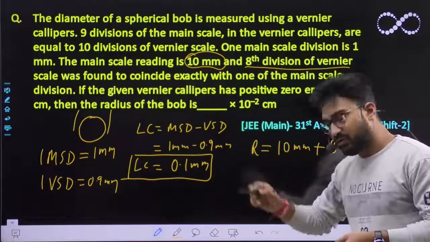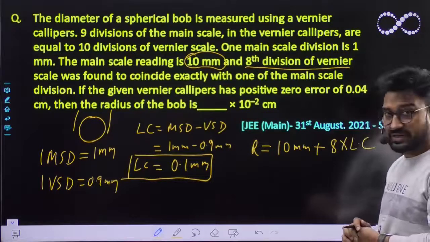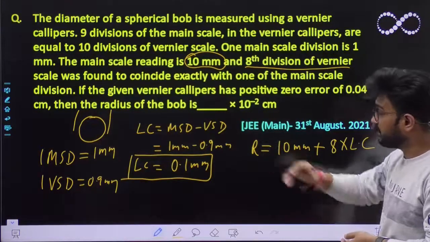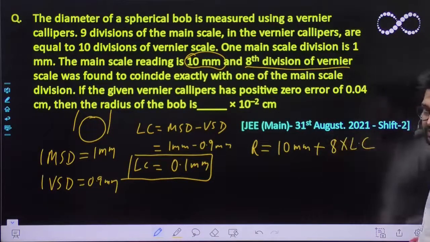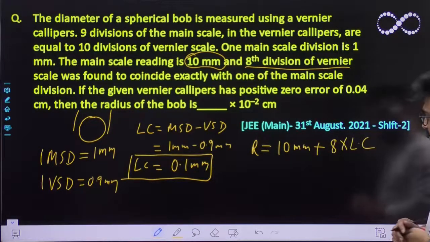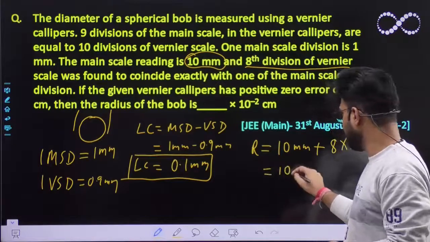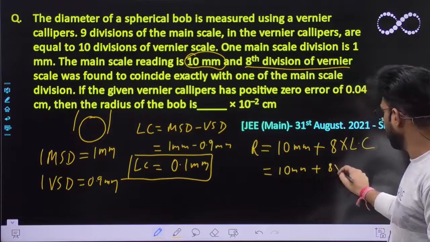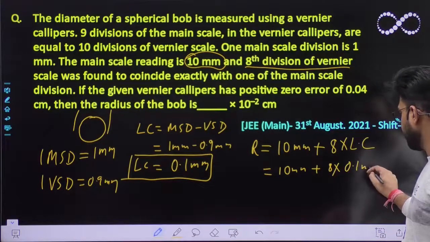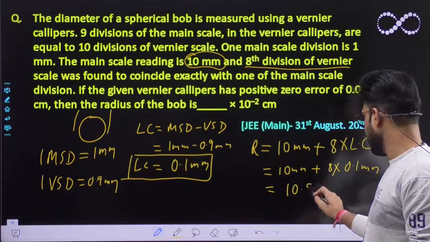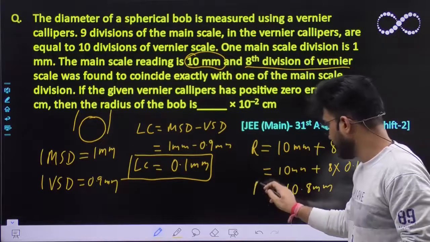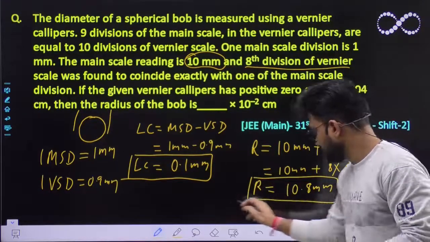So this is how you can easily find the reading of the diameter: main scale reading plus vernier scale reading multiplied by least count. So it comes out to be 10 mm plus 8 times the least count, which is 0.1 mm. So it would be equivalent to 10.8 mm. This is the final reading of the diameter that you should get.